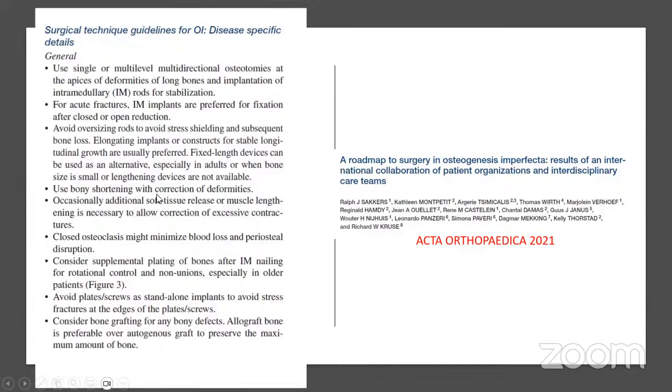Other thing is try and do bone shortening. Use soft tissue releases wherever it's possible. In the closed technique, you can do percutaneous osteotomies now to minimize the blood loss. So you can do either both femurs, or one femur and one tibia together. I've found that you need to use supplemental plates, typically for non-unions or if you're operating around the metaphysis, a metaphyseal osteotomy. So avoid standalone plates and screws, and if required, you can always use bone graft. Typically, allograft is preferred over autogenous graft because the quality of the latter is also poor.